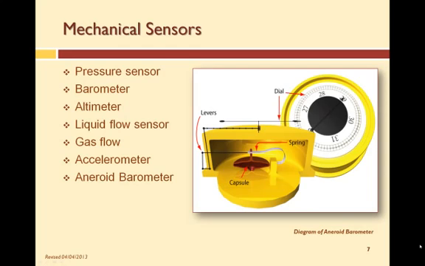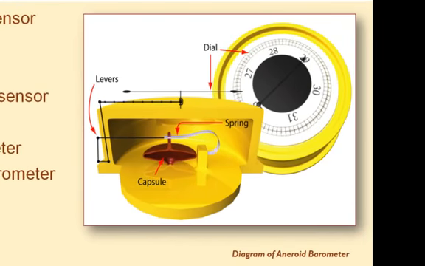Another type of sensor is the mechanical sensor. Mechanical sensors use movement of some type to sense a specific parameter such as pressure, the flow rate of fluid, or acceleration. An example is the aneroid barometer shown in the graphics. An aneroid barometer senses change in atmospheric pressure by the expansion and compression of a thin disc-shaped capsule, usually metallic and partially evacuated of gas.